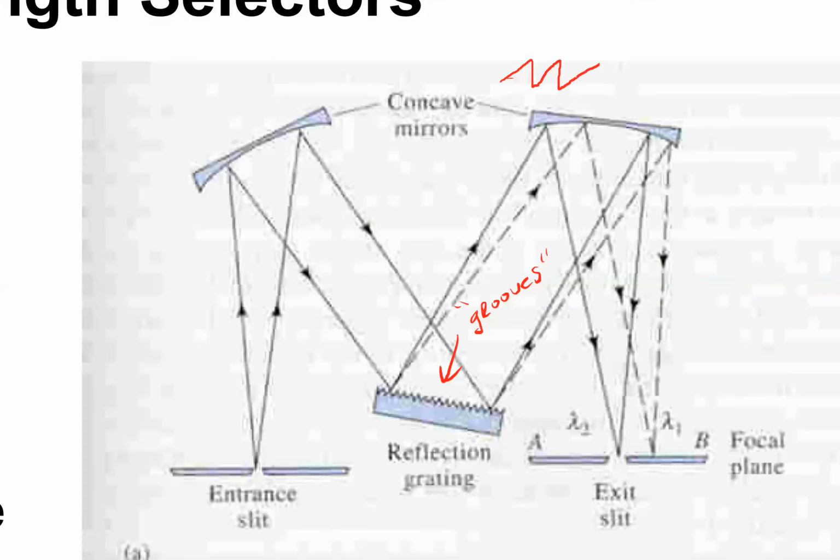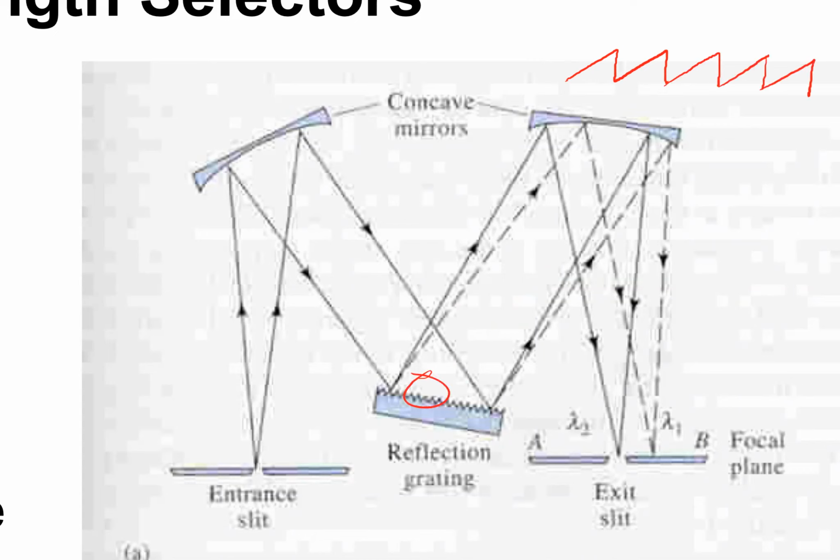Bear with me, I'm a terrible artist, right? So let me do this again, that's really bad. All right, so what I'm drawing here is a series of these grooves on the surface. It's like a zoomed in picture of what's going on down there on the surface.